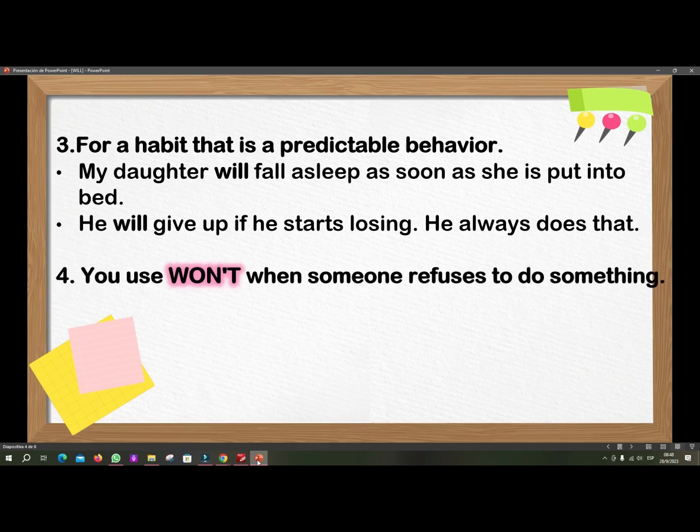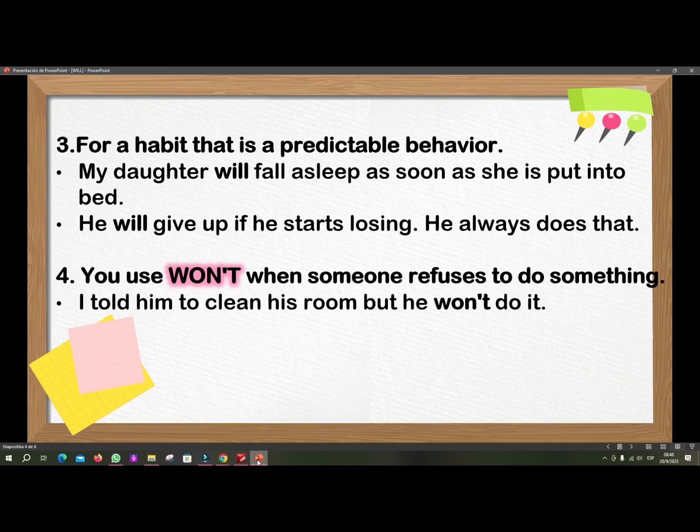4, you use won't. That would be the negative form, like the short form, right? When someone refuses to do something, I told him to clean his room, but he won't do it. She won't listen to anything I say, right? Vamos a utilizar won't, que sería la forma negativa. De hecho, esto puede ser will not, que sería lo mismo, pero won't sería como la forma abreviada de utilizar el will not, ¿verdad? Cuando alguien se niega a hacer algo. I told him to clean. Yo le dije a él que limpiara su cuarto, pero él no lo va a hacer. So, he won't do it. Él dijo, no lo haré, ¿ok? Or she won't listen to anything I say. Ella no va a escuchar nada de lo que yo diga. So, in that case, you can use the negative form won't, right?